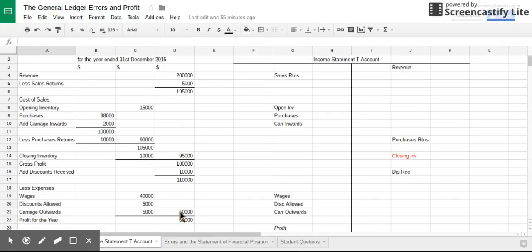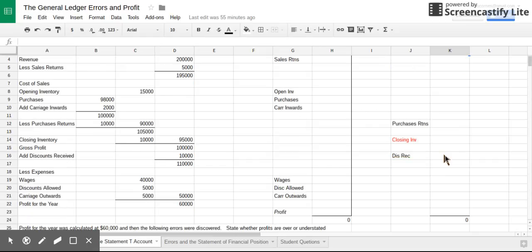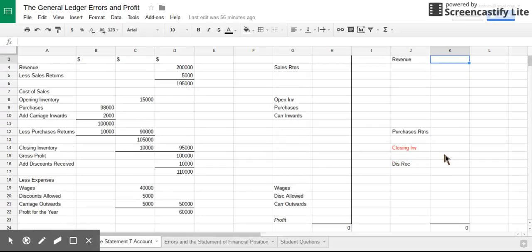What a lot of people don't realise is that this originally used to be shown many, many years ago as a simple T account. So if we look here, I've got a simple T account put over here on the right-hand side. And we'll start off by putting in the revenue. Well, the revenue here was 200,000, so we'll transfer that across. And as we know, revenue is a credit entry.